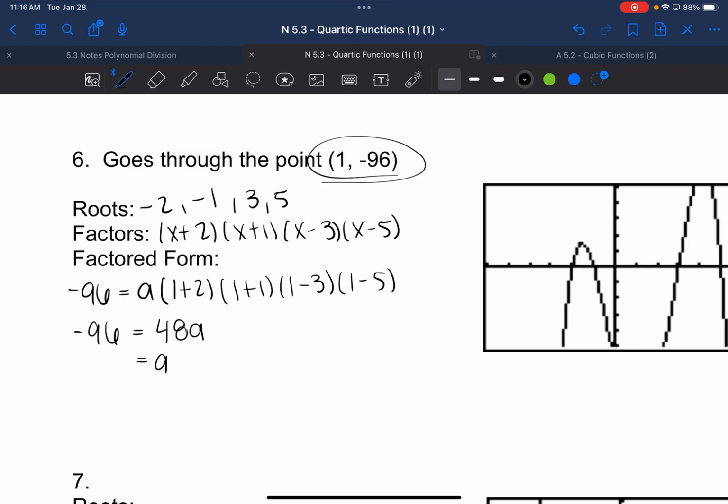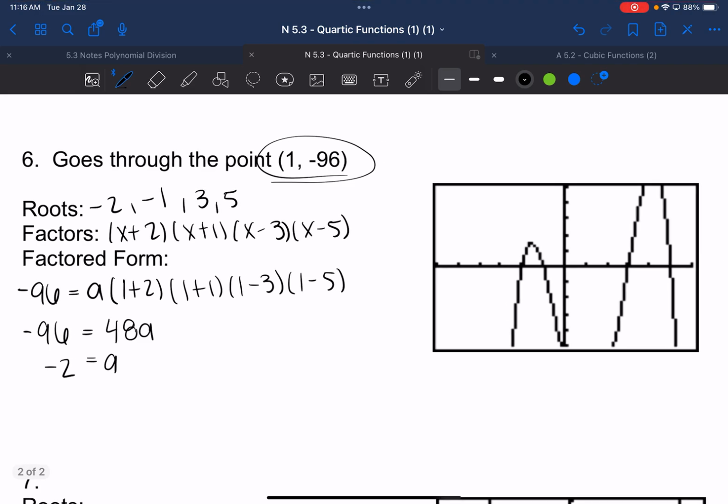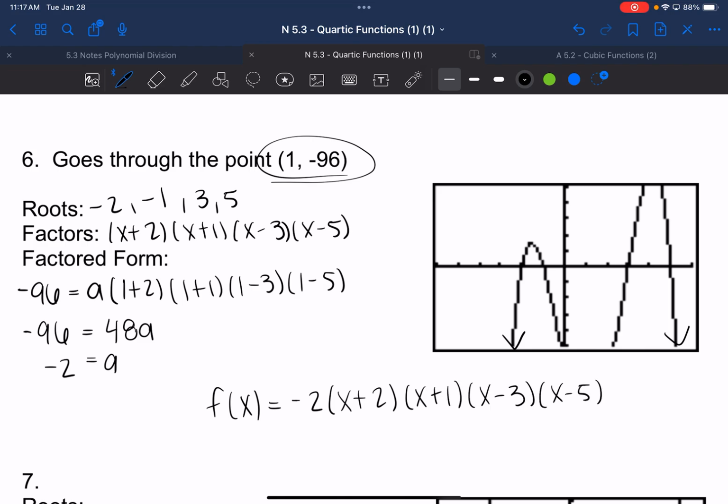Okay, and then what did we do? So a was negative 2. Which makes sense because if you look at our picture, it does show that the ends are pointing down, right? Okay, so our equation has that negative 2 in front, followed by the factors x plus 2, x plus 1, x minus 3, and x minus 5.